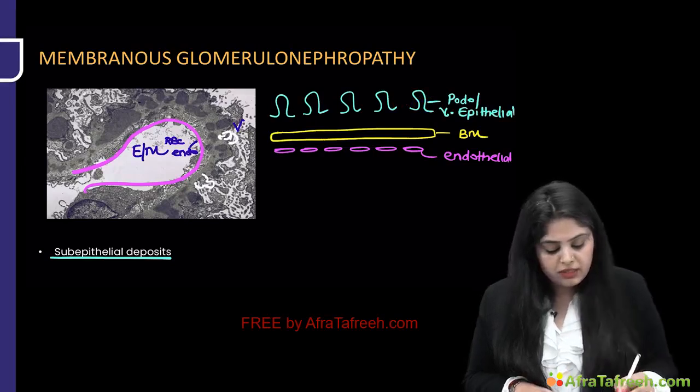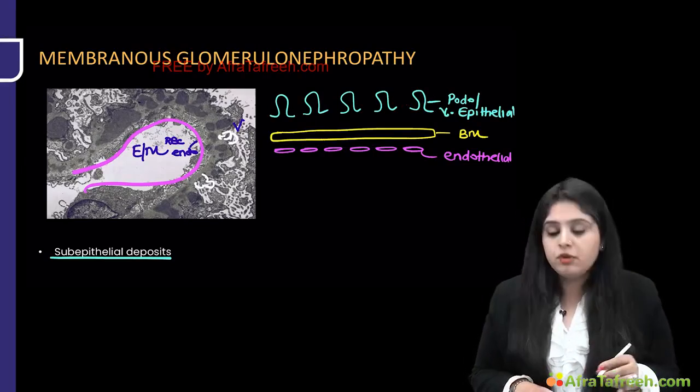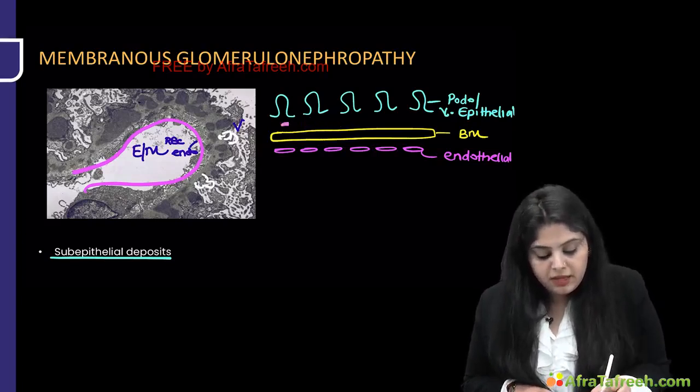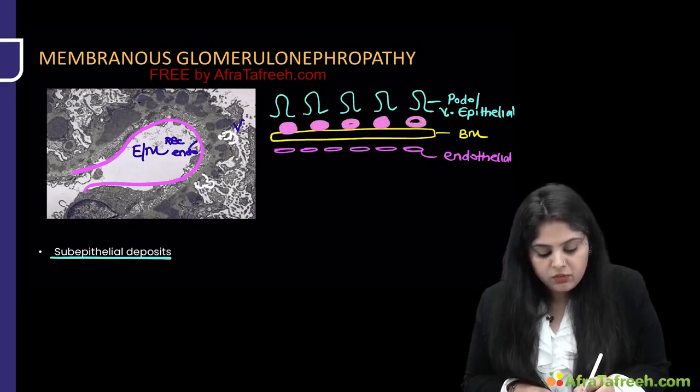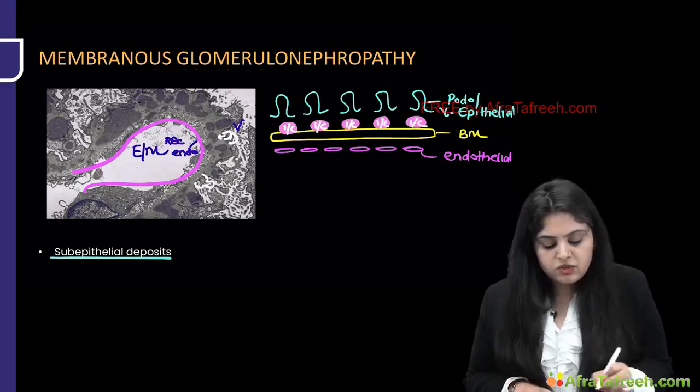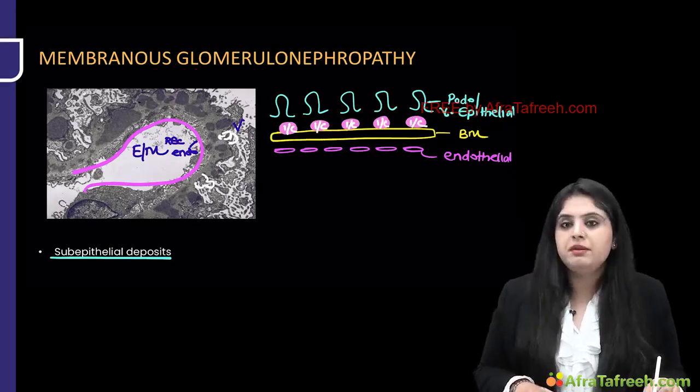Where are the deposits occurring? Let's make pink color deposits. Where are they? They are occurring over here, over here. These are basically occurring on the subepithelial region. Now just tell me one thing. These immune complexes, I'll write them as immune complexes. They are coming and sitting where? In the subepithelial region. Basically, they are coming and sitting on the basement membrane.